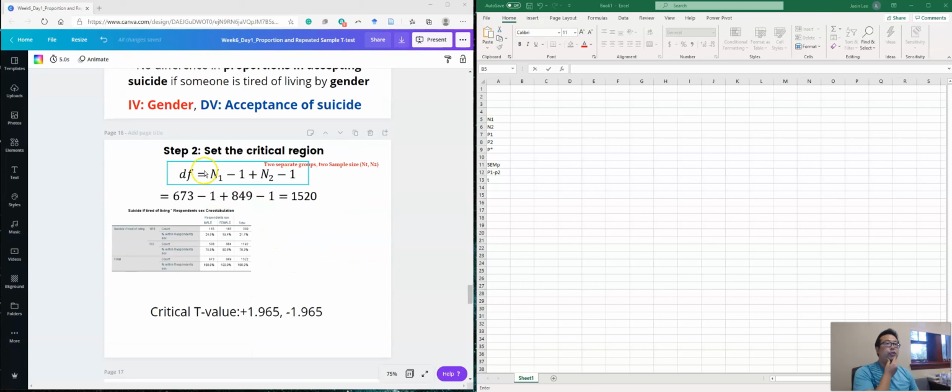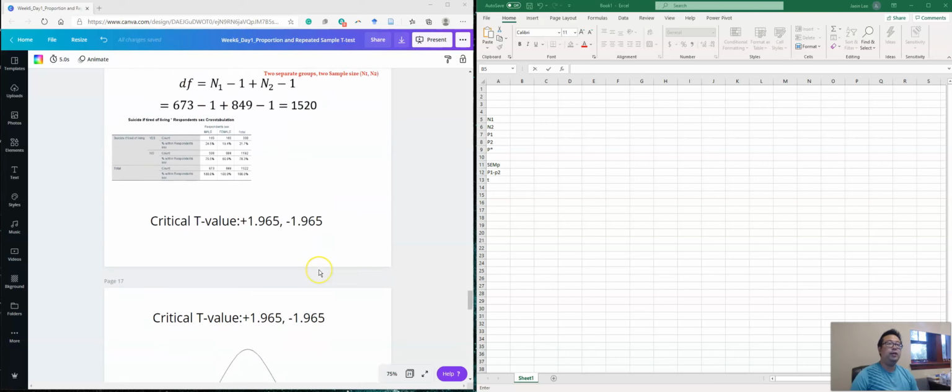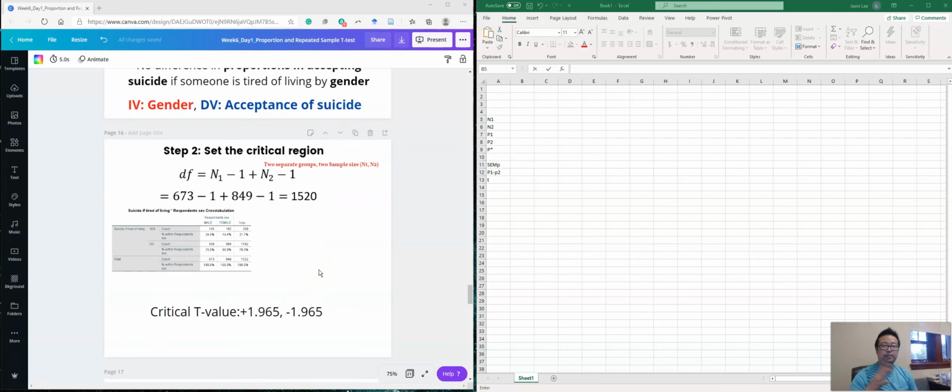So step 2 is setting the critical region, the critical area. It is very similar to the independent sample. There are two groups, right? Male and female, so these are very separate groups. So the number of cases of the male minus 1, plus the number of cases of the female minus 1, will be 1,520. That's very easy, right? Let me skip this part because we already covered a lot.